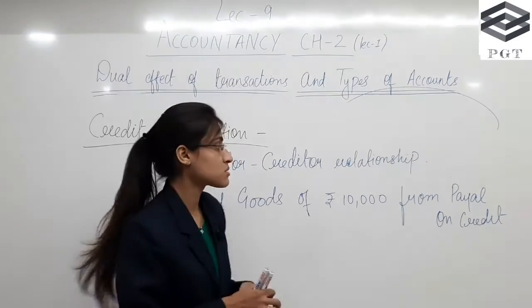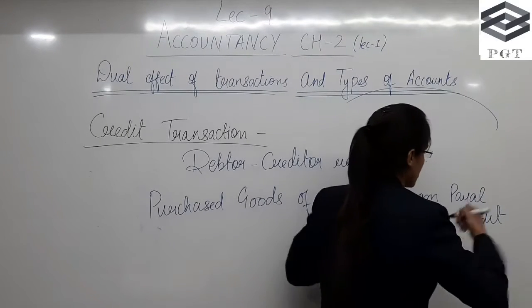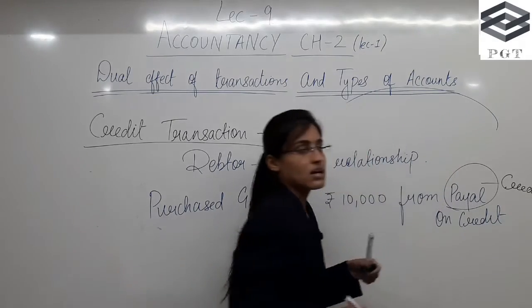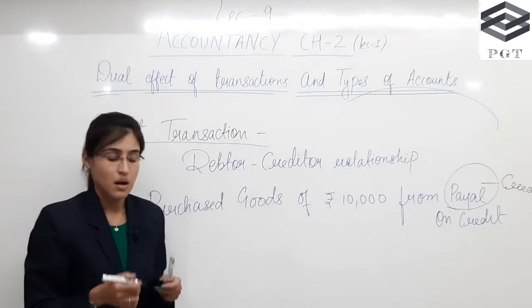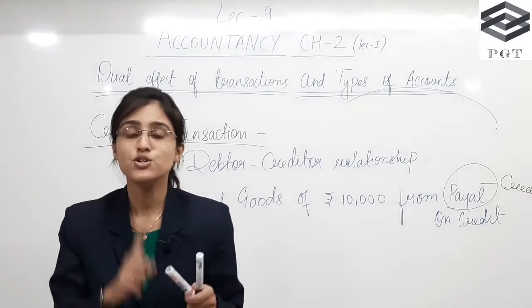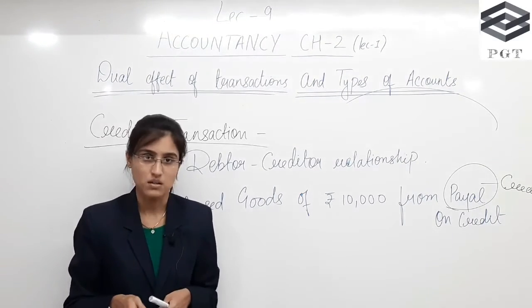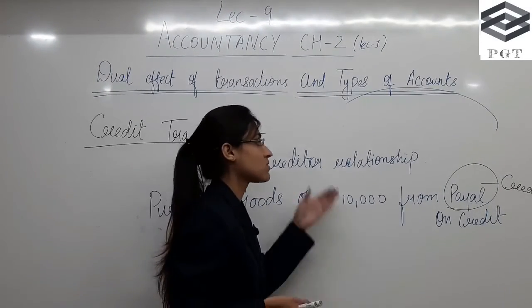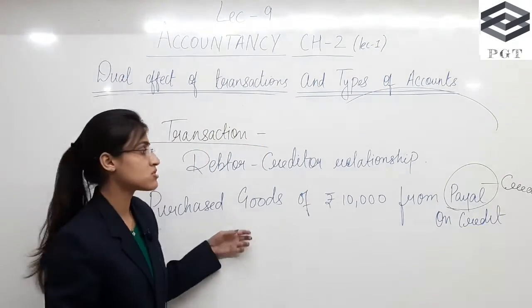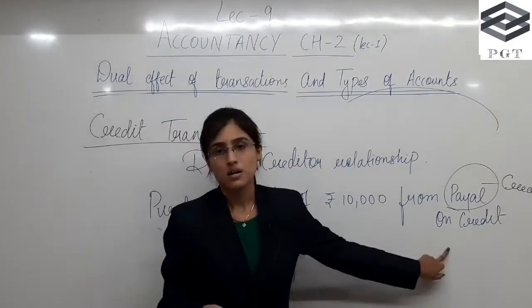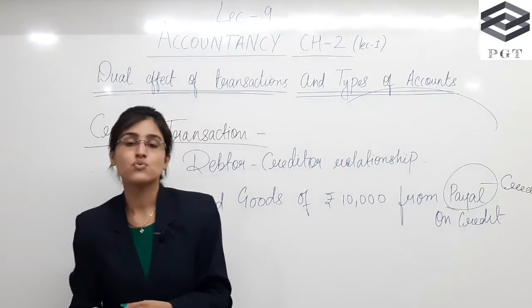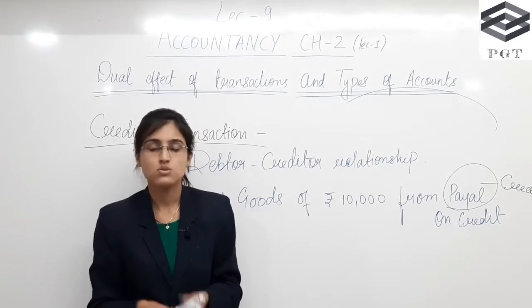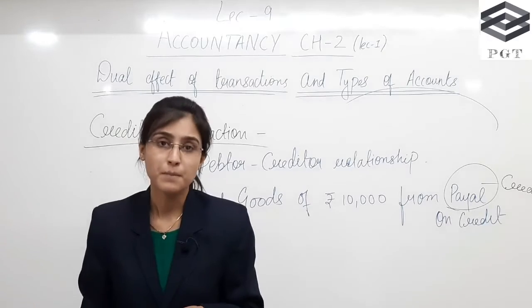So who is Payal for you? She is a creditor, a liability. Payal is your creditor and you are a debtor for Payal. Because you did not pay rupees 10,000 right now, you have purchased goods from Payal on credit. That means you will pay those 10,000 rupees later. So this is what a credit transaction means.